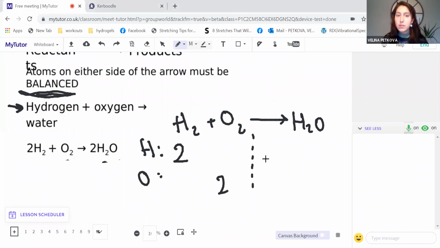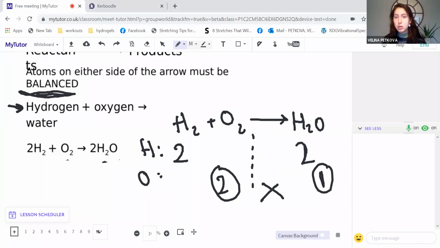How many hydrogens do we have on the right? Yeah, brilliant. We have 2. And how many oxygens? Just the 1. Okay, so we've got 2 hydrogens and 1 oxygen on the right. So this is definitely not balanced, as you've got 2 oxygens on the left and only 1 oxygen on the right. So therefore we can say they are not balanced, okay?